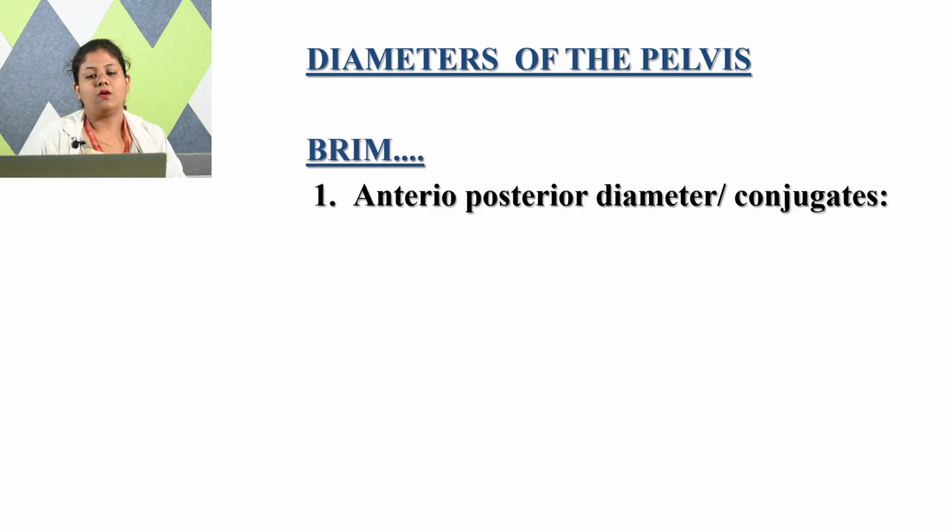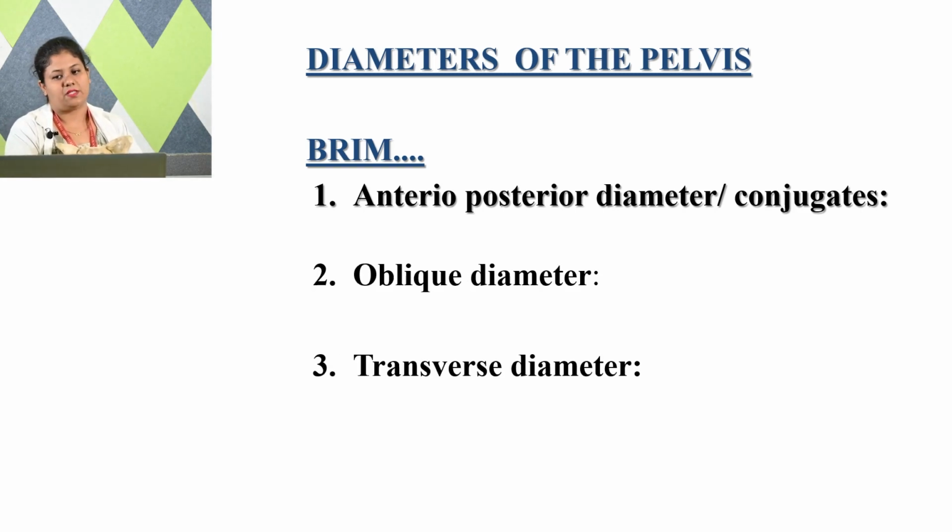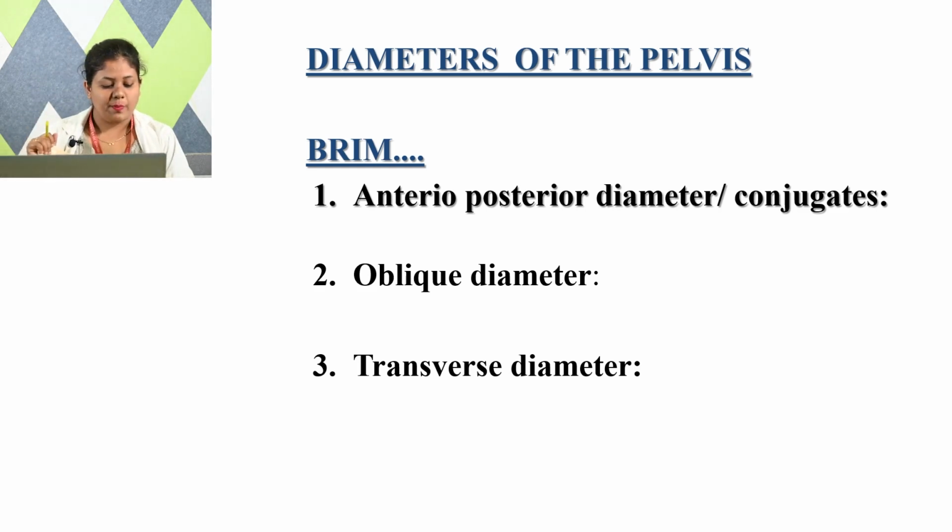Now, when we see the pelvis, it is divided into the anterior posterior diameters, the oblique diameters, and the transverse diameters. So when we see the brim, the inlet or the outlet, all three contain what? Anterior posterior diameter, oblique diameter, and transverse diameter. So the brim contains three diameters.